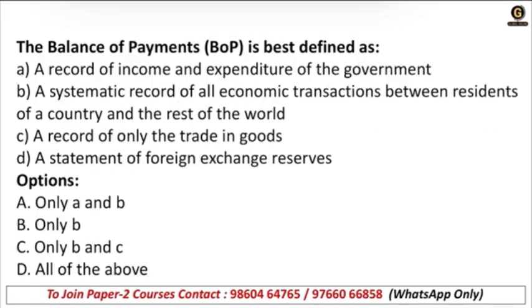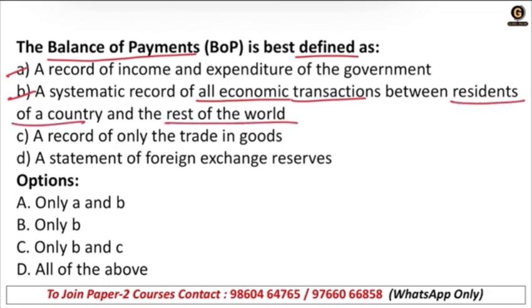The question is asking about the balance of payment definition. That means the correct option which defines the balance of payment. A, a record of income and expenditure of the government. B, a systematic record of all economic transactions between residents of a country and the rest of the world. C, a record of only trade in goods. And D, a statement of foreign exchange reserves.